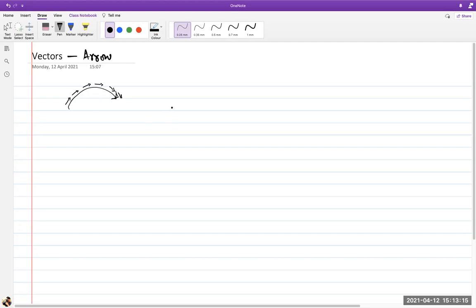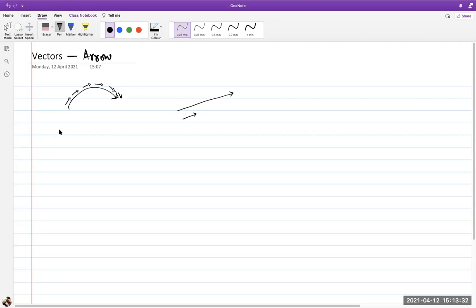Now, another important thing to know about vectors is, let's say this one points from here to here, but you can have another arrow that points in the same direction. What is the difference in these two vectors? They have the same direction, but there is still a difference, right? And the difference is in size.